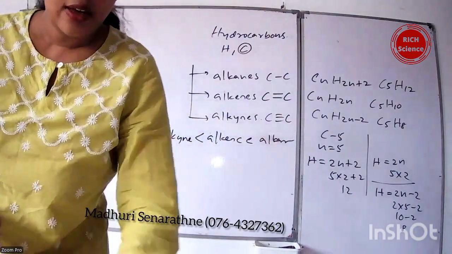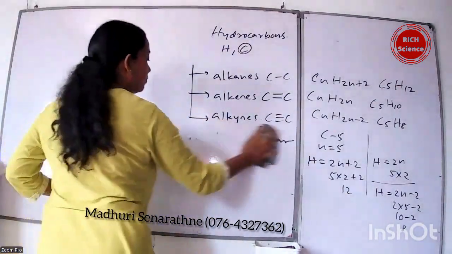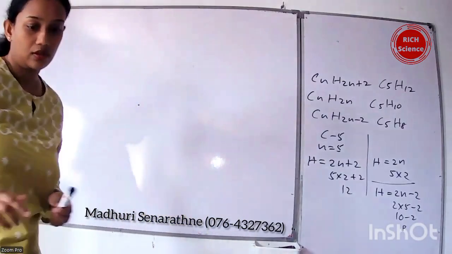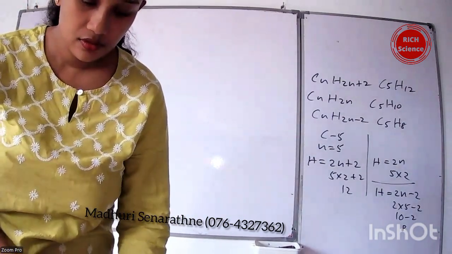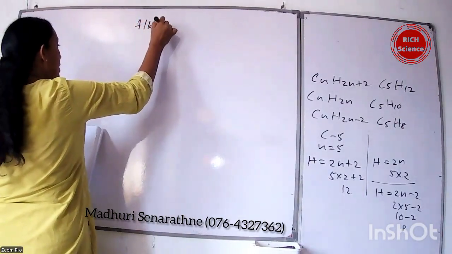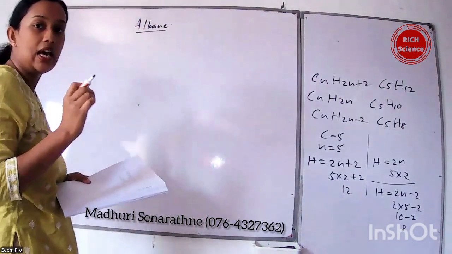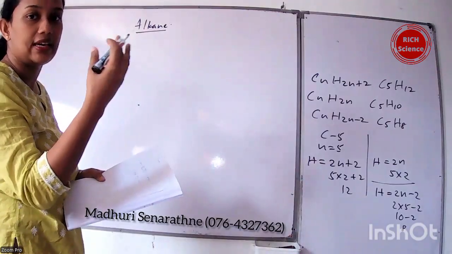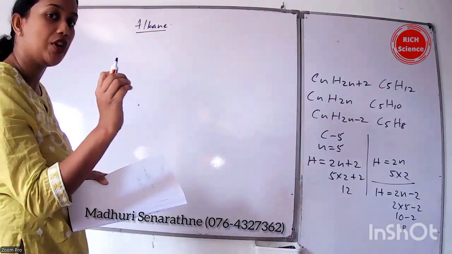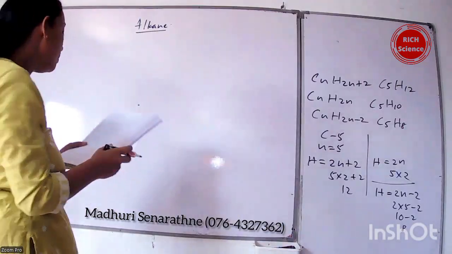Next, reactions of alkanes. Usually, alkanes means only carbon-carbon single bonds are present. If it is a hydrocarbon containing only carbon-carbon single bonds, it is called an alkane.